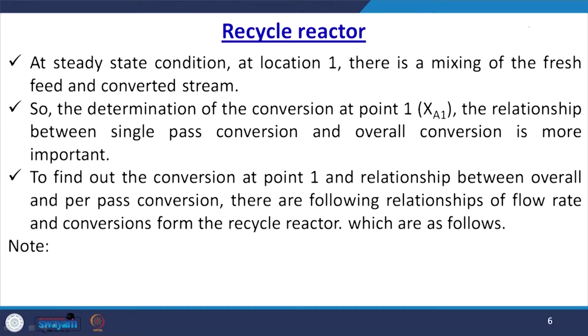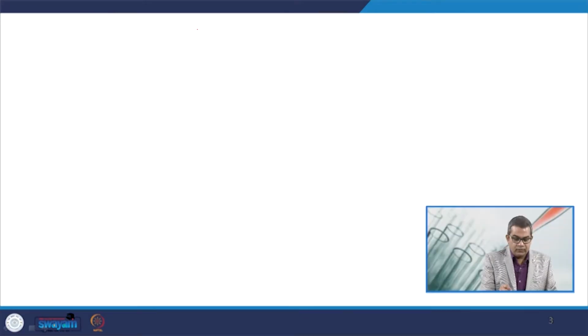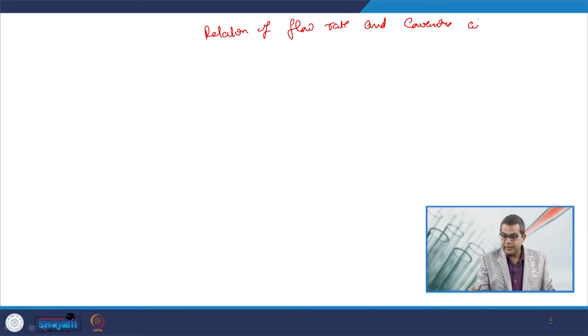Now, to find the conversion at point 1 and the relationship between the overall and per pass conversion, there is a requirement of several relationships of flow rate and conversion for the recycle reactor, which we can develop like this. When we try to develop this, it is the relation of flow rate and conversions at different points.